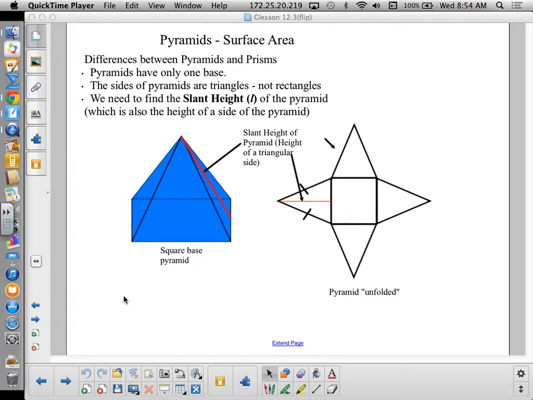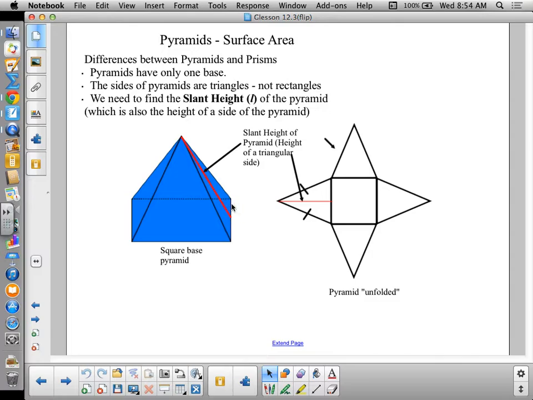Finding the surface area of a pyramid. In the past, we've looked at the surface area of prisms. Surface area of pyramids are a little different. The big difference in the surface area of a pyramid is this piece right here.